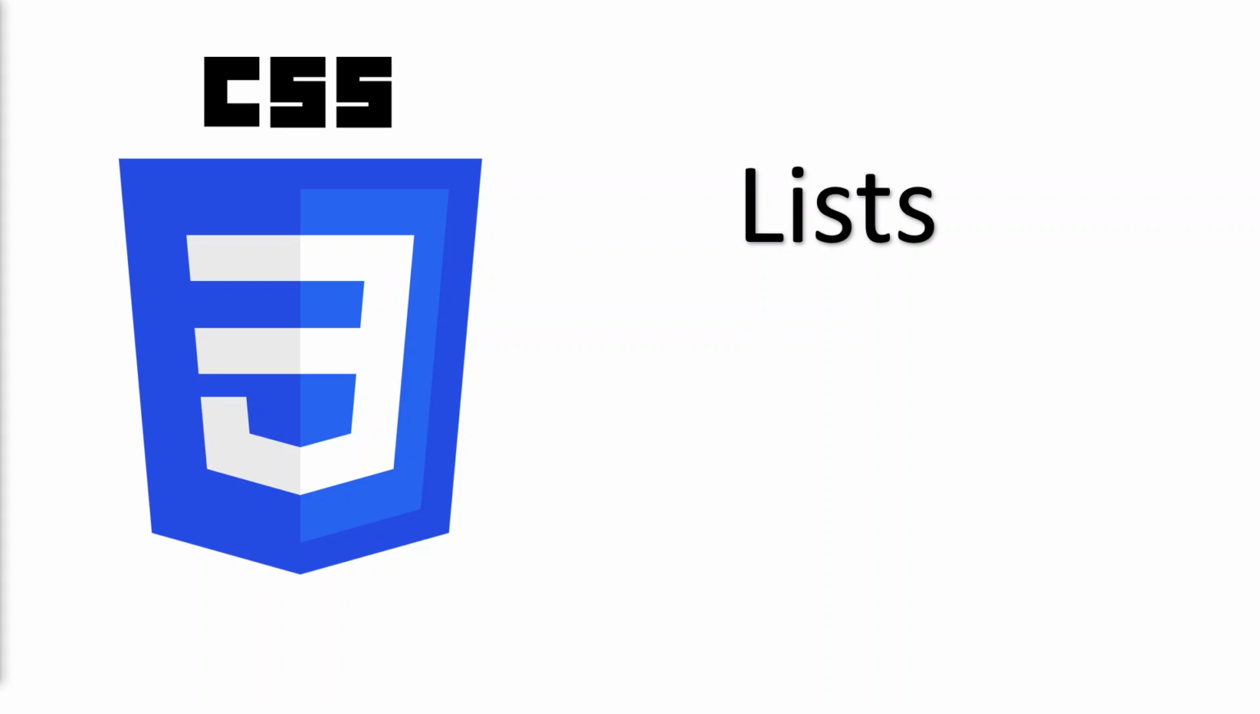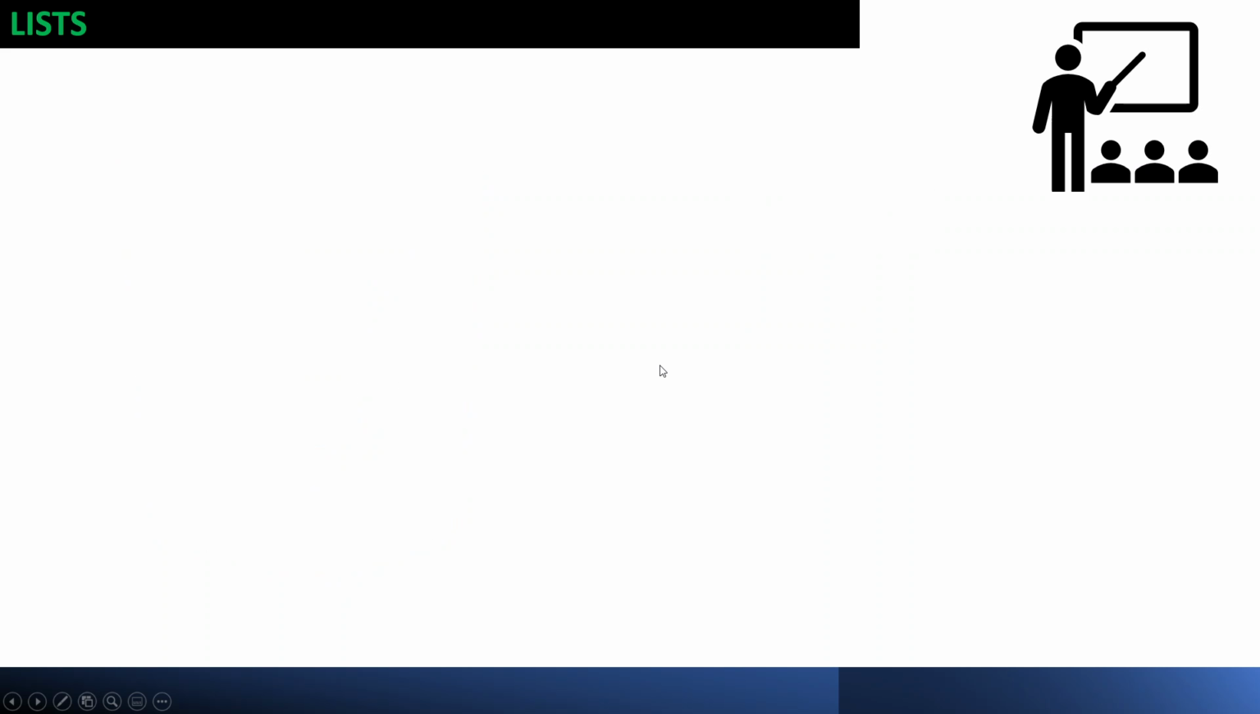And welcome to today's lesson, CSS list. So, what is a list in general? A list is a way of presenting information in a well-formed and semantic way. And we talked about that in our HTML list class. So, if you haven't watched that video, you can go and check that.